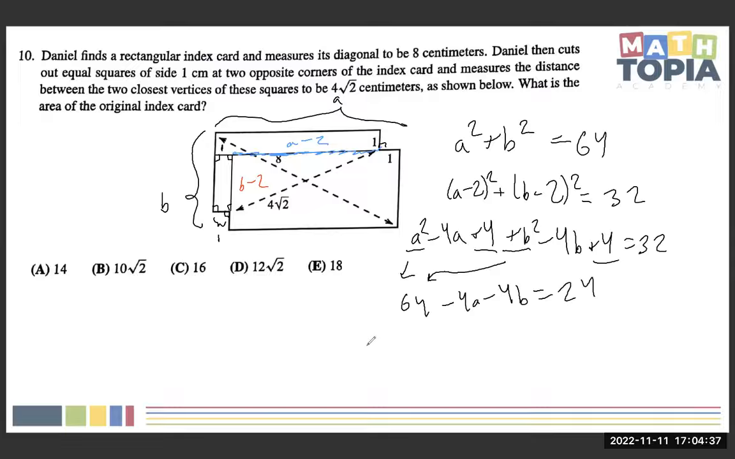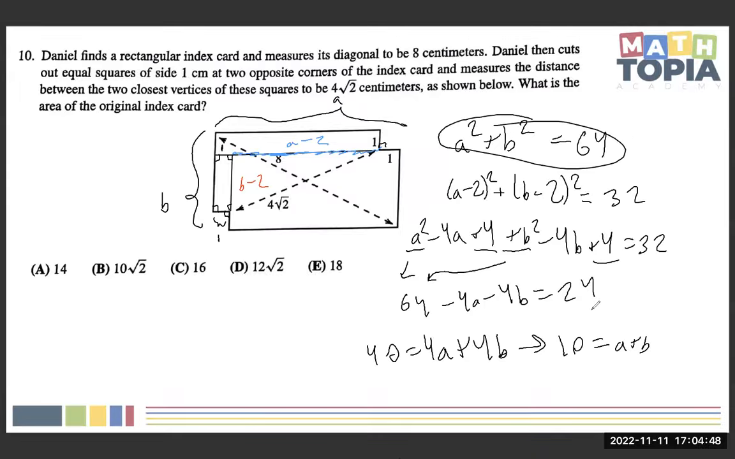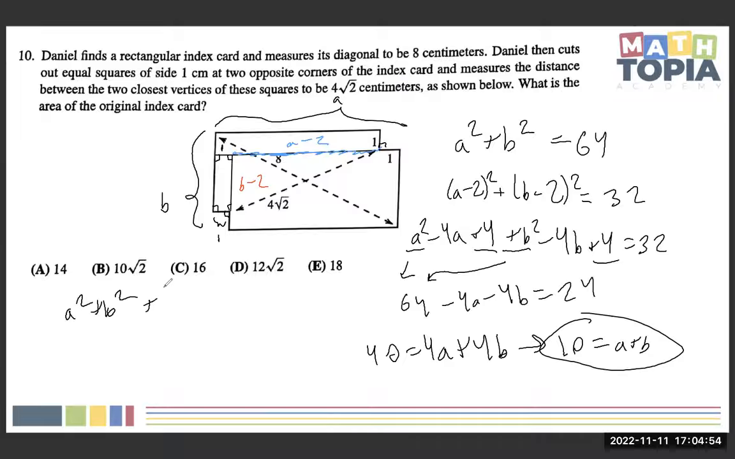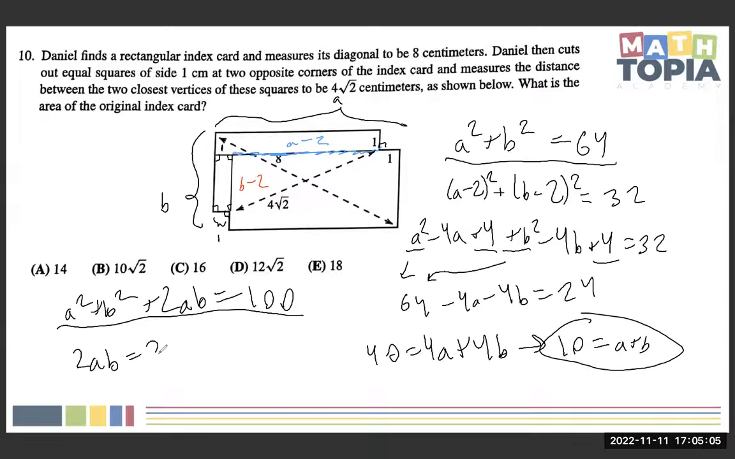And now that just gives us that 40 is equal to 4A plus 4B, which means that 10 is equal to A plus B. And now we can go back to this equation combined with this equation, because if we square this equation, we get A squared plus B squared plus 2AB is equal to 100. But A squared plus B squared is 64. So if we subtract the two equations, 2AB is just 36, and AB is equal to 18.